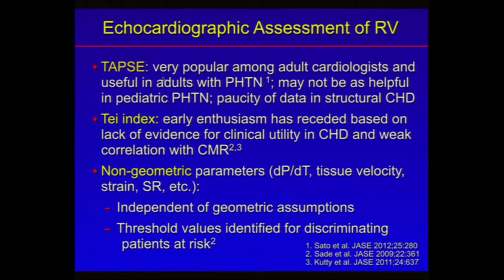And then non-geometric parameters such as the PDT, tissue velocity, strain, and strain rate are helpful in that they are independent of geometric assumptions, but the experience with these parameters is still relatively young, and the threshold values to identify and discriminate patients at risk haven't been validated as yet.